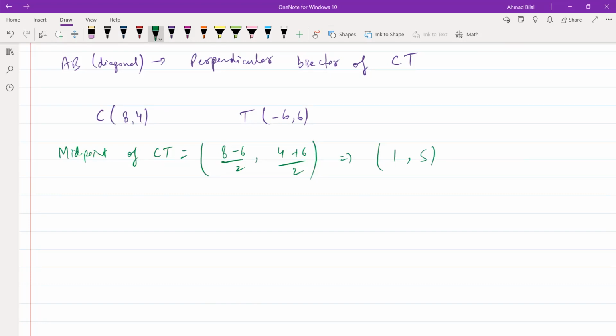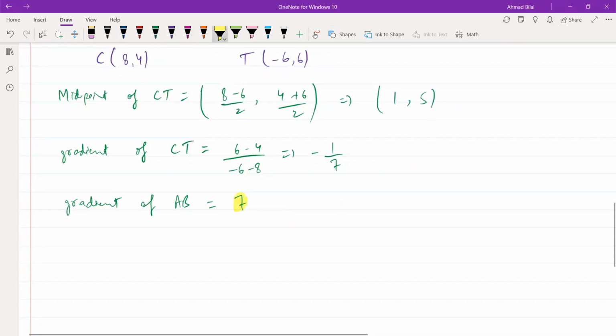We need the gradient. Gradient of CT, what's that? That's 6 minus 4 divided by -6 minus 8. That gives us 2 over minus 14, which is -1 over 7. If gradient of CT is that, what is the gradient of perpendicular? Gradient of AB, which is perpendicular to that, is going to be 7. Okay? We have the gradient, we have a point that lies on the line AB.